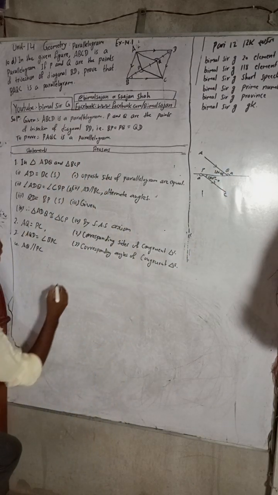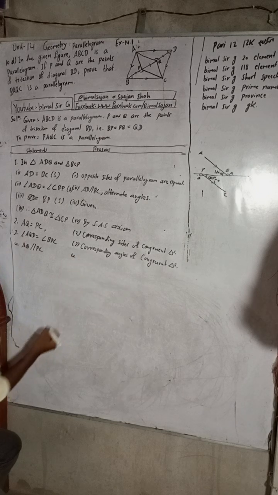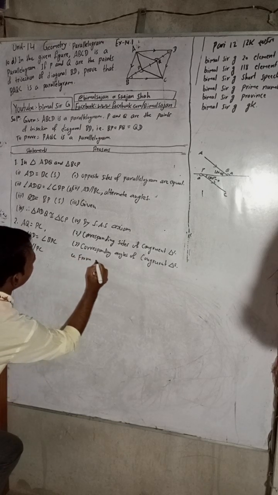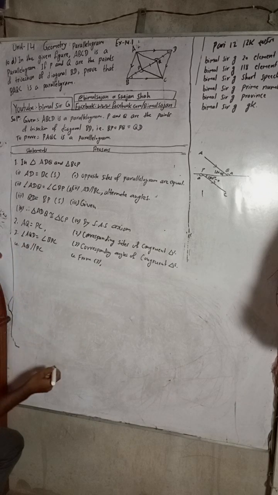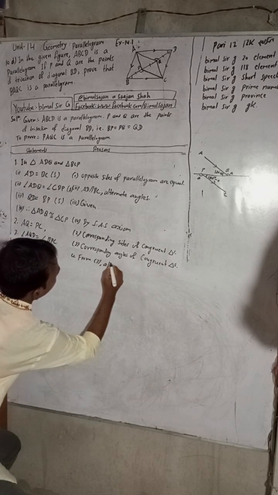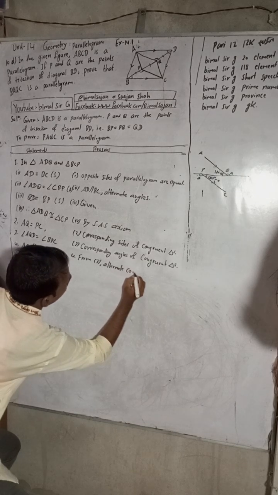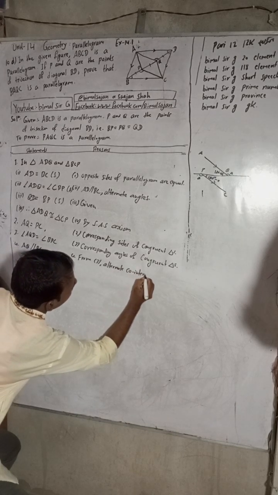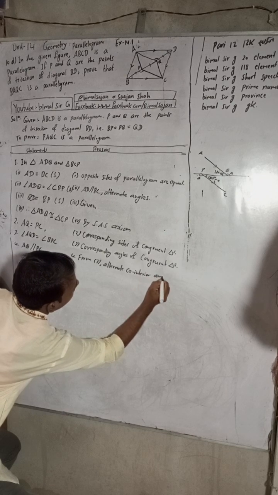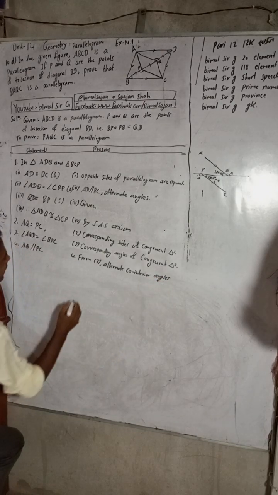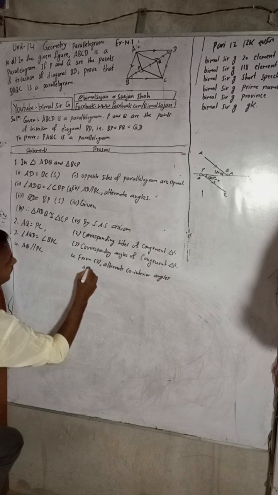So now I will write here from number 4, from 3: alternate interior angles are equal.